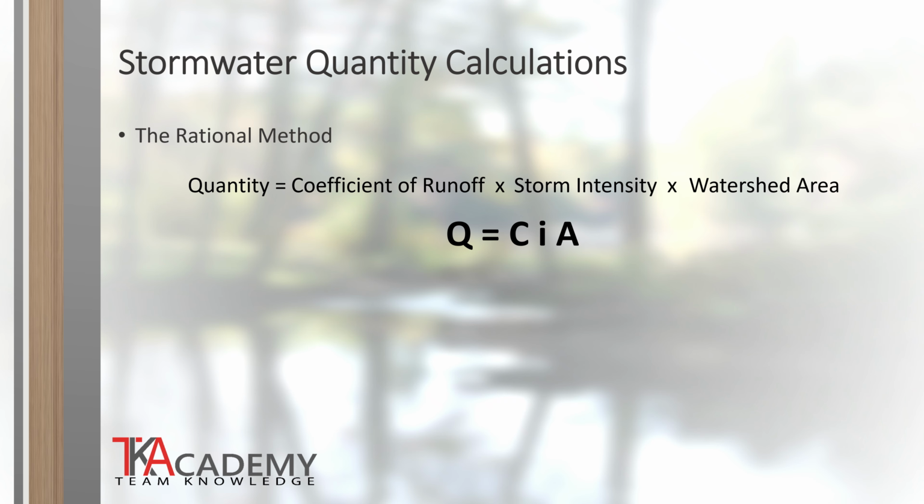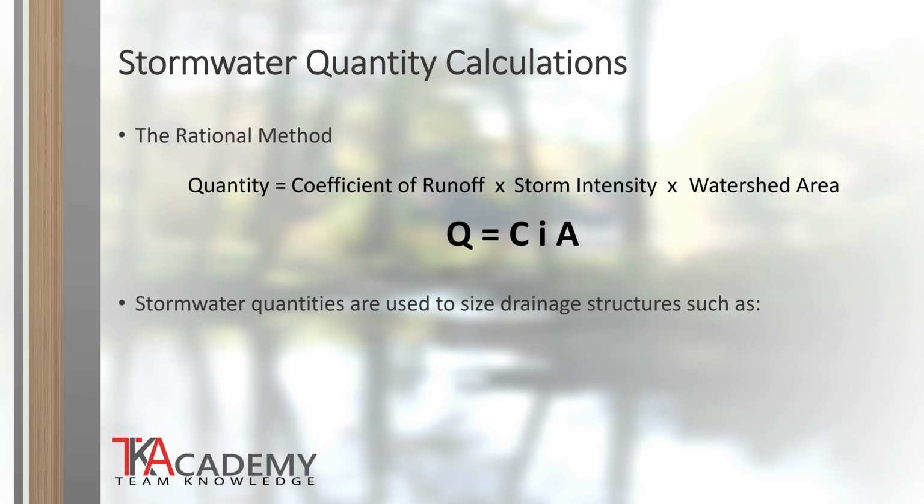This number represents the quantity of stormwater that is at the lowest point of the basin or the point of discharge or capture. When the stormwater quantity has been identified, this then can be used to properly size drainage structures such as ditches, culverts, basins, and drains.